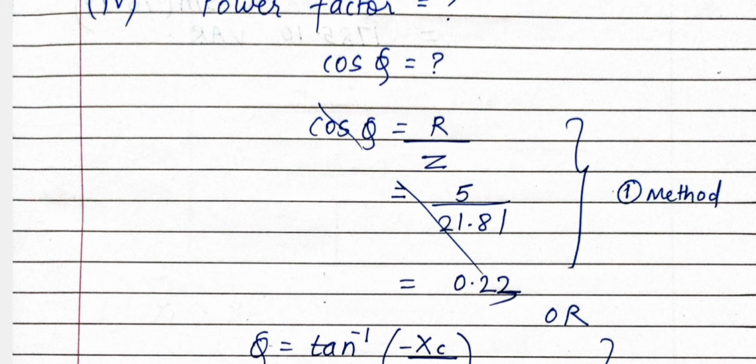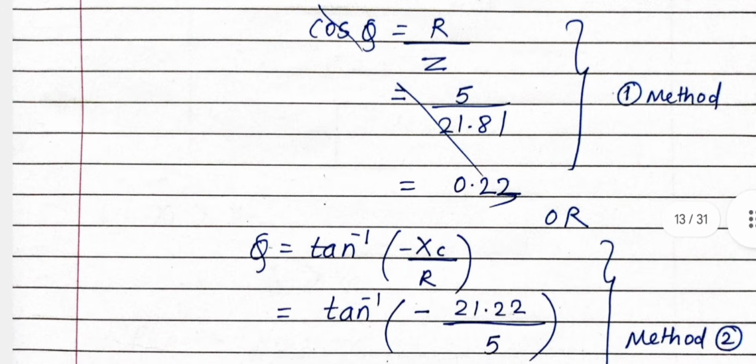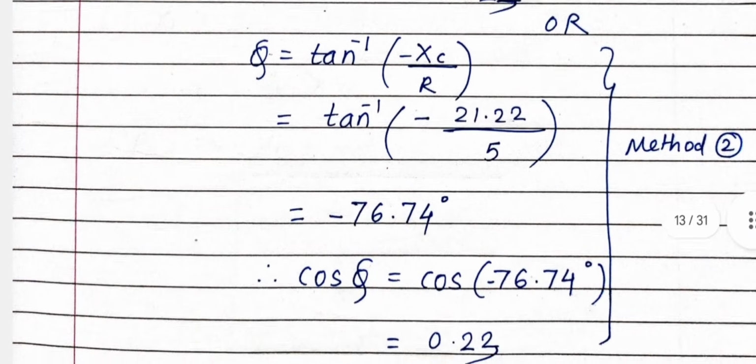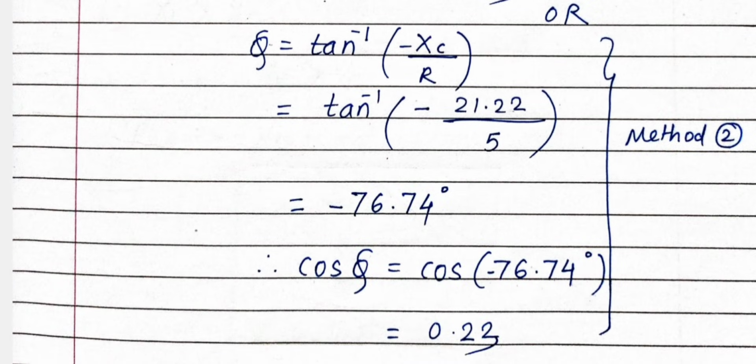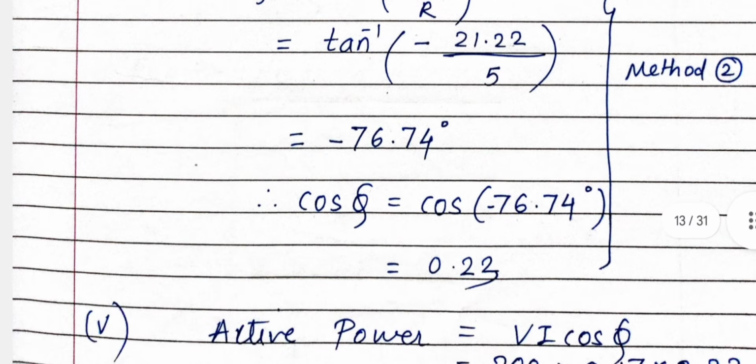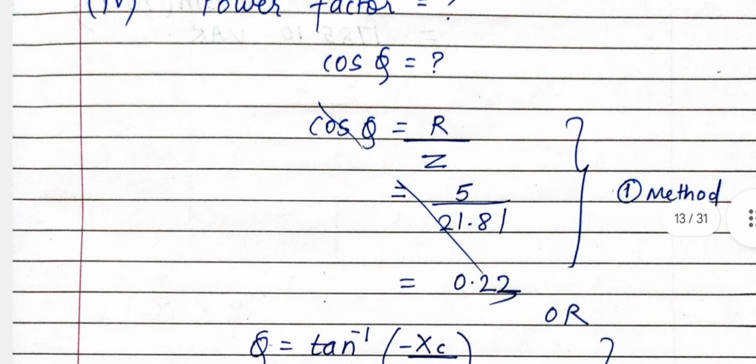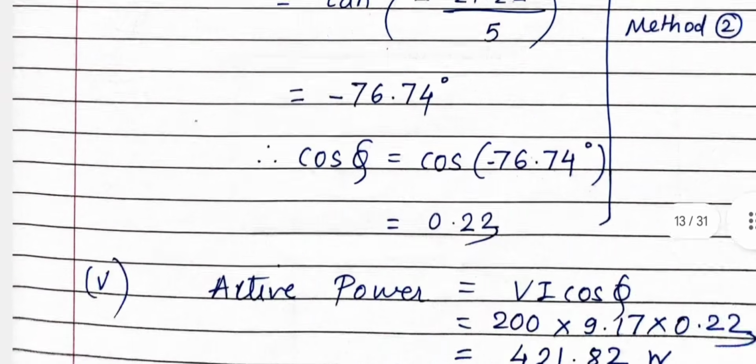What is cos phi? It is R by Z, that is resistance upon impedance. This is your one formula. By putting the values you will get 0.23. And the second method is that you first remove phi from this formula, tan inverse minus Xc upon R. Just consider it as positive only, and you will get cos phi as 0.23. This is also the second method, but I prefer the first method, that is R by Z. It is simple, just by one division you will get the answer.